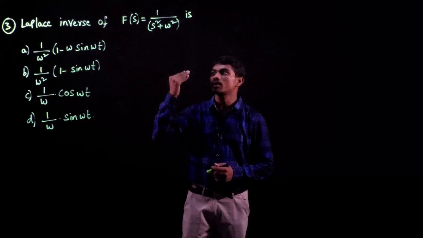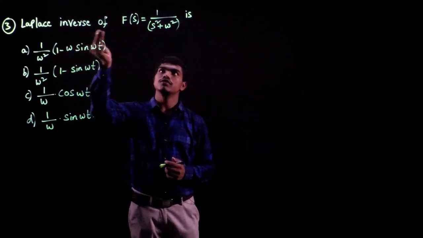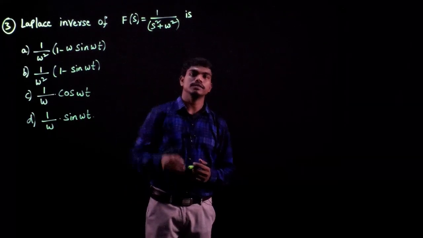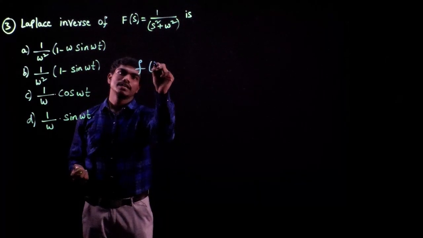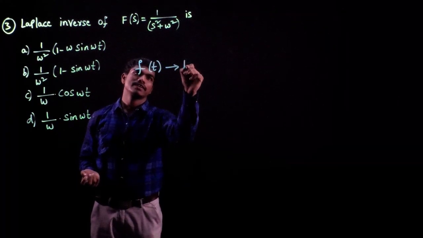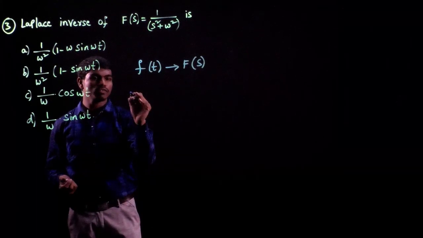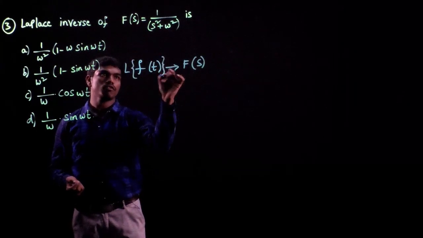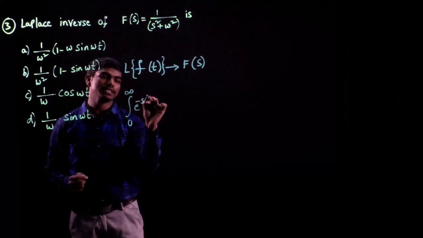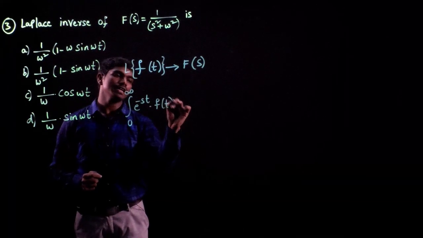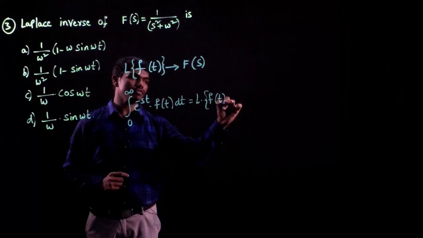This is one more question that came in mathematics. The question is the Laplace inverse of F of s equal to 1 by s square plus omega square. Generally for any function f of t, the Laplace transform is given by some function in the s domain, F of s. The basic definition of the Laplace transform of f of t is integral 0 to infinity e power minus st into f of t dt.